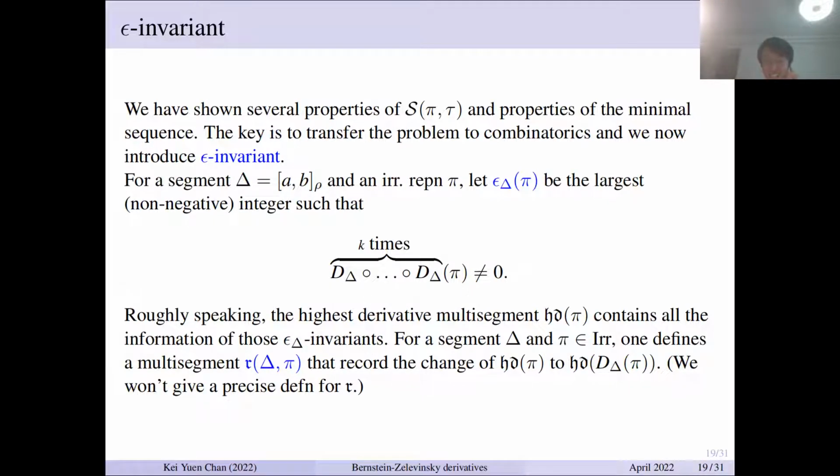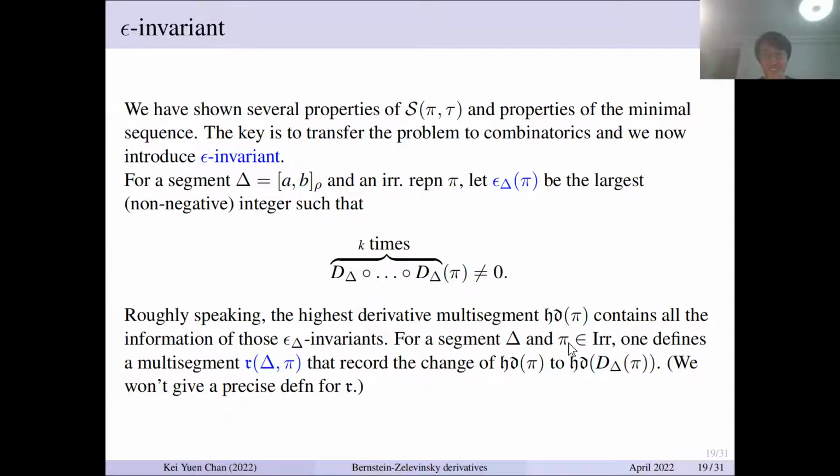So, although I defined it a little bit in different ways, using the uniqueness of the mathematics, those are quite the same as the largest integers here. So that's why such two notions agree. Okay, so then basically the highest derivative multisegment records that information. To do such things, we define another multisegment, and it is quite combinatorial and algorithmic. So I want to talk about the details here.